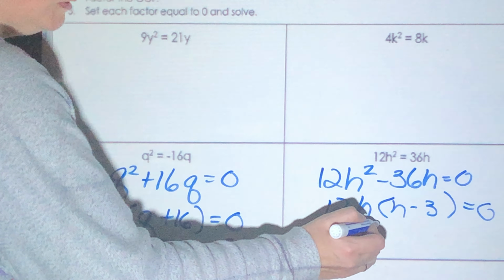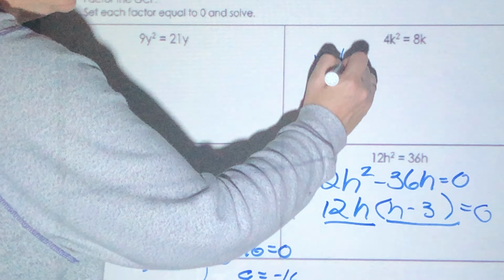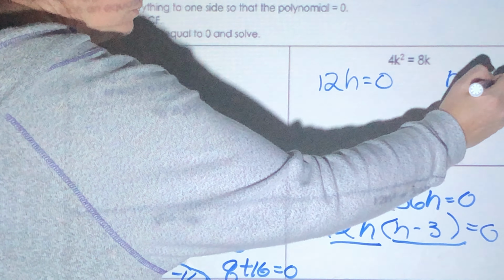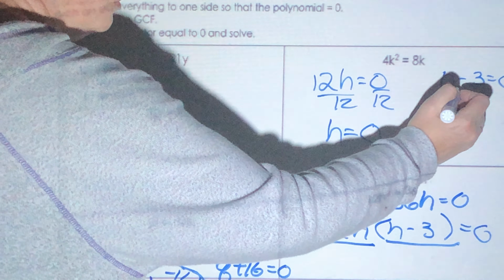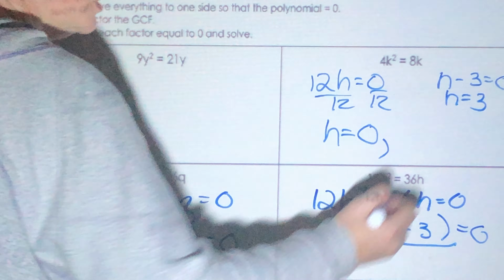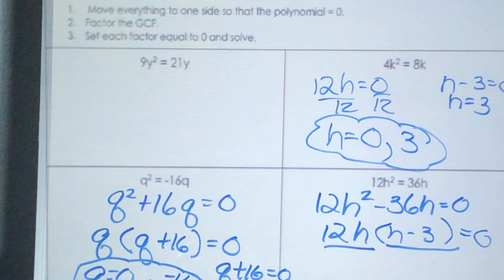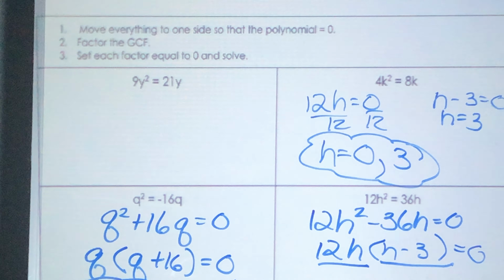So now I know that either this equals 0 or this equals 0. So I'm going to write my two equations, 12h equals 0 and h minus 3 equals 0. So if I solve both of these equations, I would get h either equals 0 or h equals 3. And those are my two solutions, roots or zeros for that polynomial.